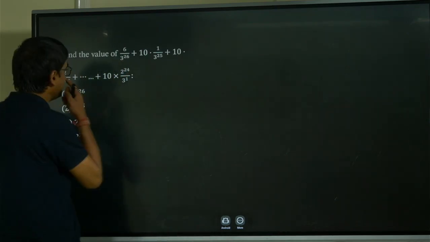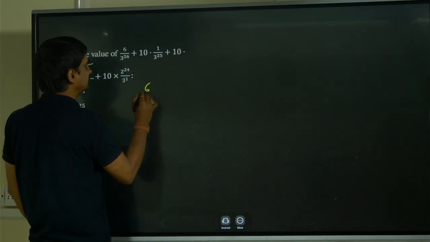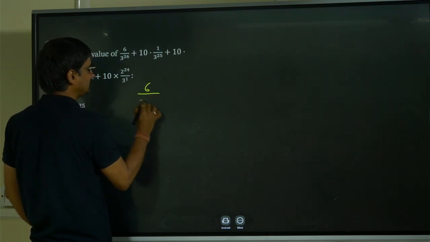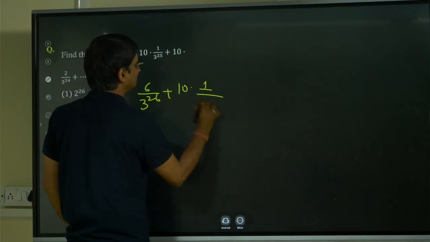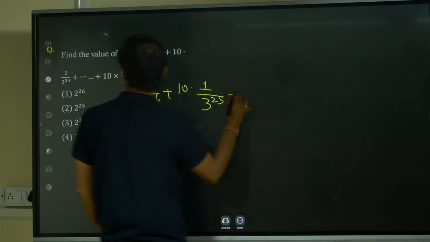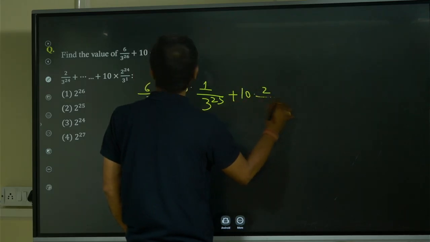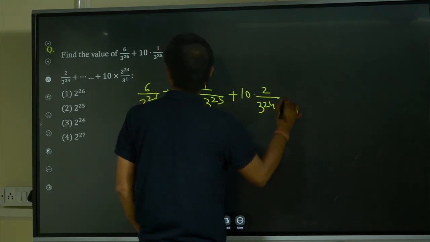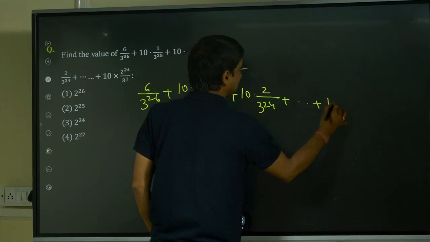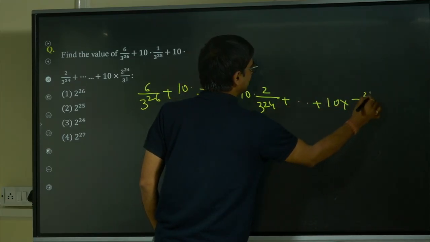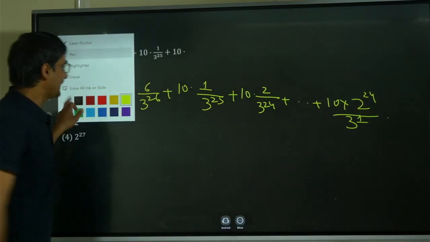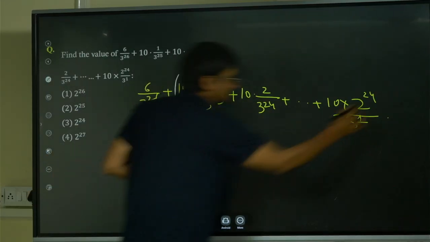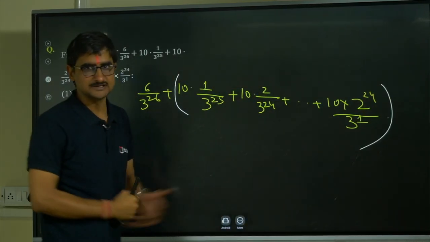The question is: find the value of 6 over 3 raised to the power 26 plus 10 times 1 over 3 raised to the power 25 plus 10 times 2 over 3 raised to the power 24 plus dot dot 10 times 2 raised to the power 24 over 3 raised to the power 1. Now, barring the first term, this forms a GP. We all can easily see that.